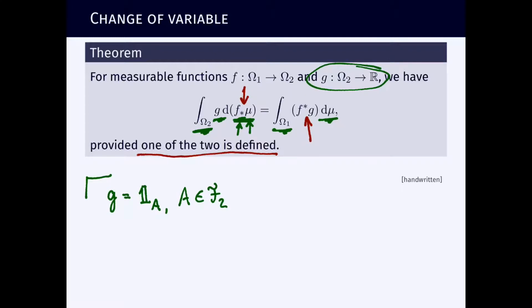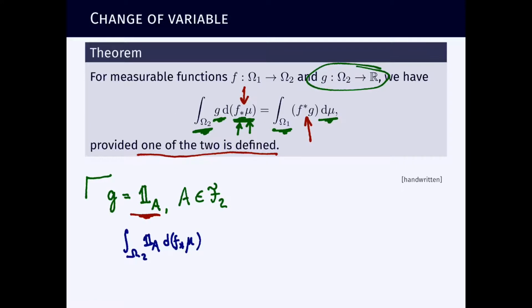And later on, next week, we'll see a very standard and convenient tool that allows us to bootstrap properties that hold for functions that take two values, binary functions that only take value 0 or 1. And a measurable function that only takes value 0 or 1 can always be written as the indicator of a measurable set. So for now, we're going to focus on the case where g only takes 2 values, which means g is the indicator of a measurable set.